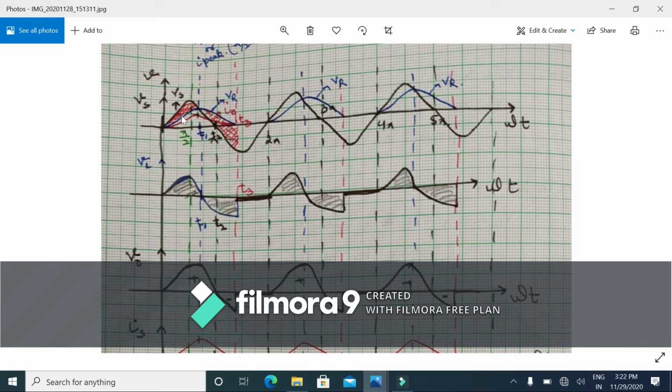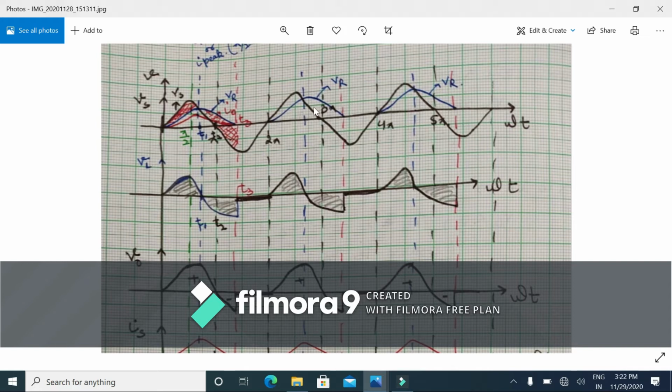That means this VR is the scalar product of I into R. That's why I'm showing the minima here, the maxima at omega t equal to T1, and again the minima at omega t equal to T3. At these intervals 0, T1 and T3, I am basically following that current I, because in case of resistive load, voltage and current are in phase. That's why maxima and minima will be same. This represents the VR wave shape. Similarly here in the second cycle, this represents the VR.